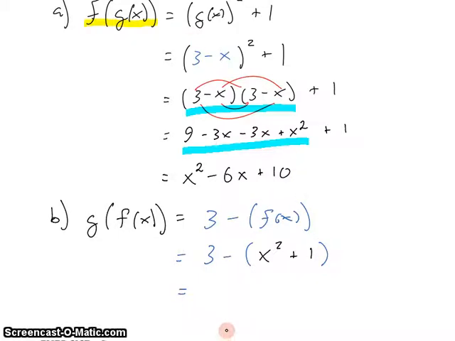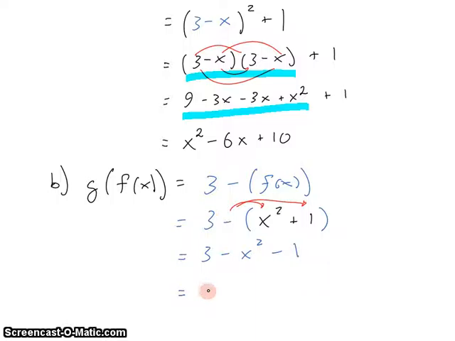And this just needs to be simplified as well. Remember to distribute the negative sign into the brackets. And when you do, that'll give you 3 take negative x squared take 1. We'll simplify this by putting in the order of the highest index first. That's negative x squared plus 2. 3 take 1. And that's part B. That's g of f of x. And we see that they're very different. F of g of x is very different from g of f of x.